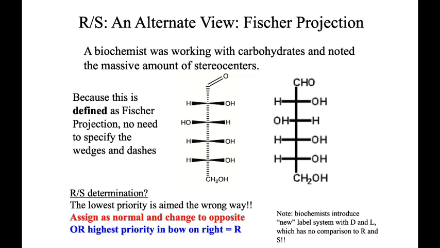If the highest priority in the bow tie is on the right, R. So we look at our bow tie. Oxygen's our highest priority, R. Oxygen's our highest priority, so S. So this is R, S, R, R, and NAR, none of the above.